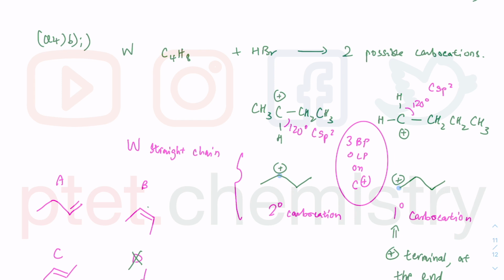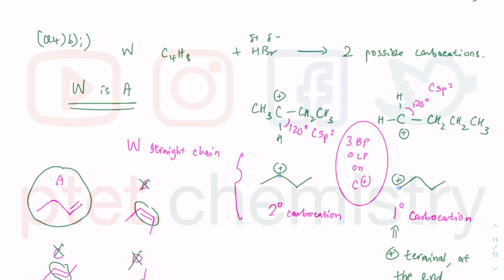Whereas here, your plus charge cannot be at the end, because as you add the H, because this is delta plus and the Br is delta minus, your plus charge will be there. It's not at the end. If you add the H there, the plus charge is there. It will not be at the end. Again, B and C must be out, because you want the plus charge at the end. We are just looking at option A. So the answer there, you just write down A. So W is A.